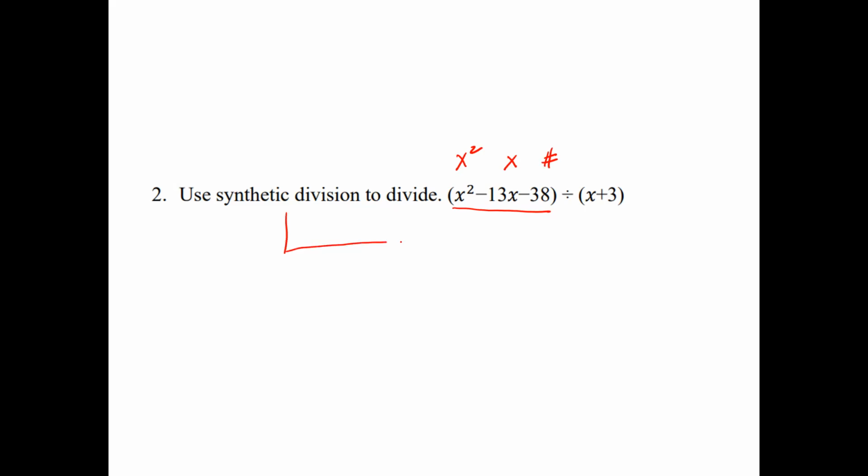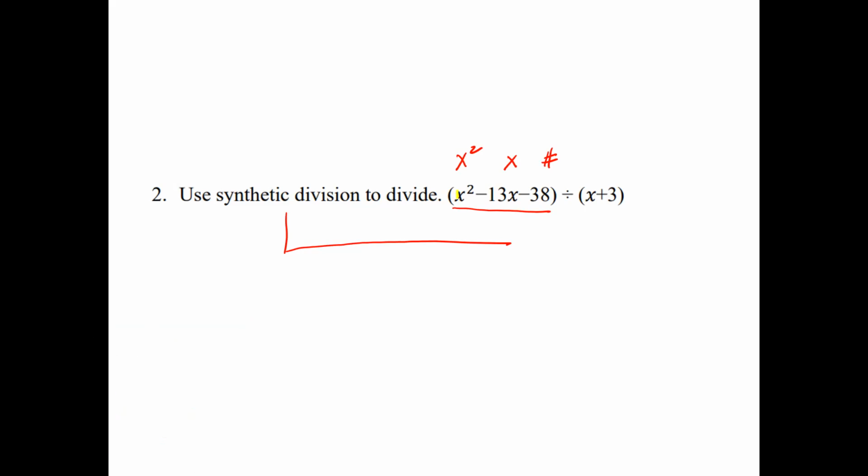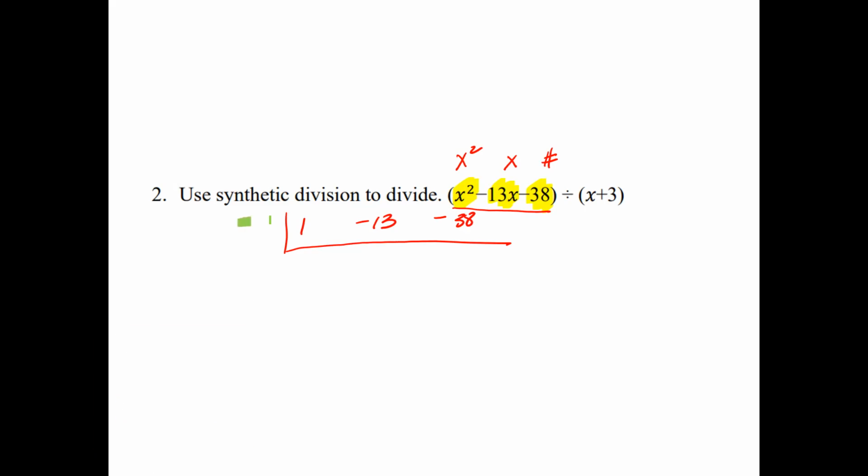So then you're gonna draw your synthetic division bar right there. You're gonna use the coefficients, and remember, the coefficient is always the number in front. So you're gonna use the number 1, -13, -38. And then what belongs over here is going to be your divisor. But remember, it's not x plus 3. It's x plus 3 set equal to 0. So then when you solve it, it's going to be a -3.